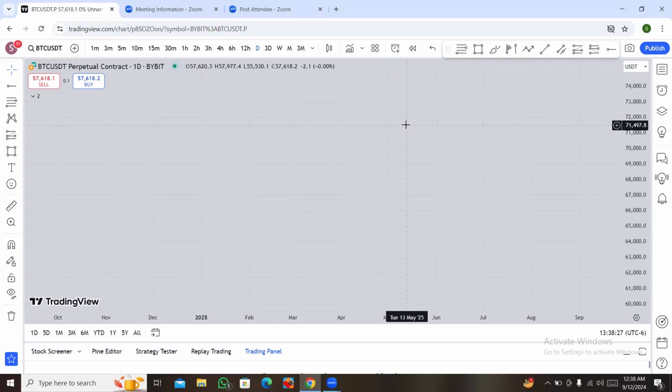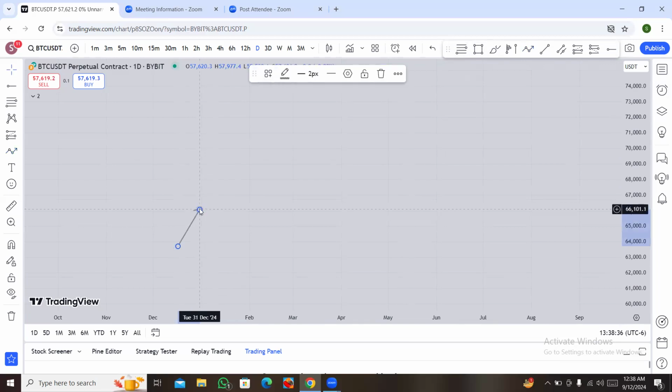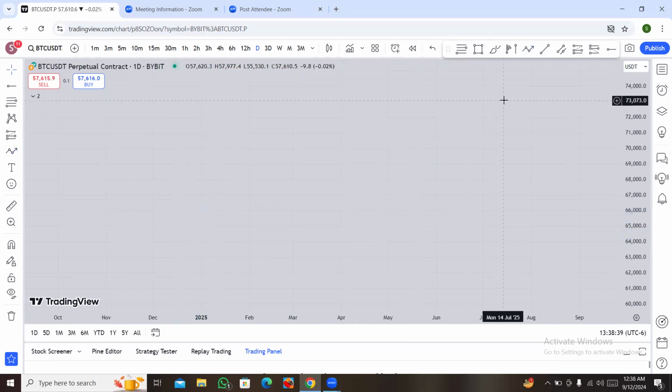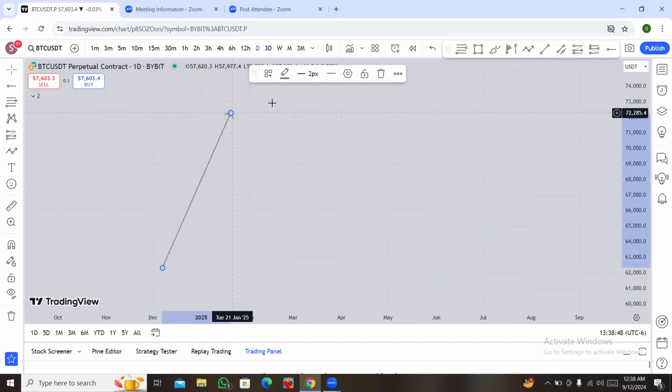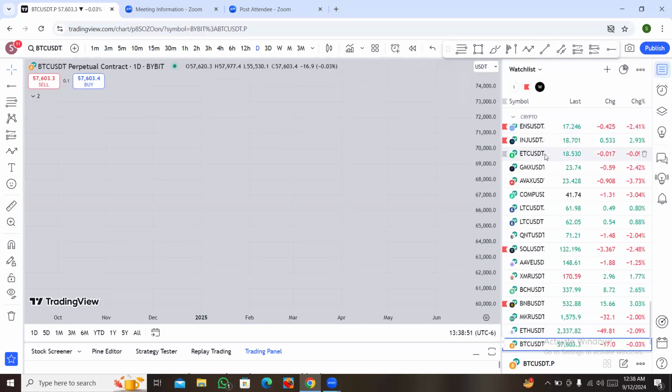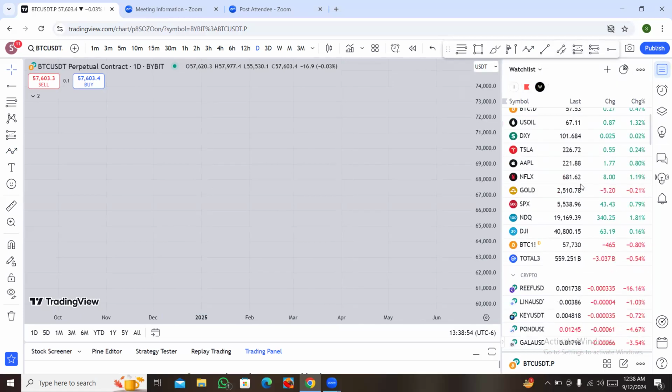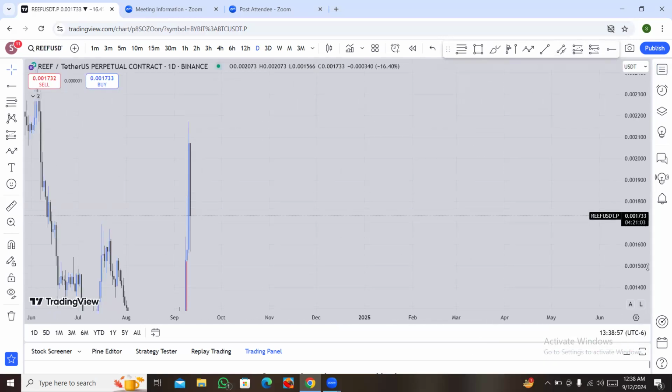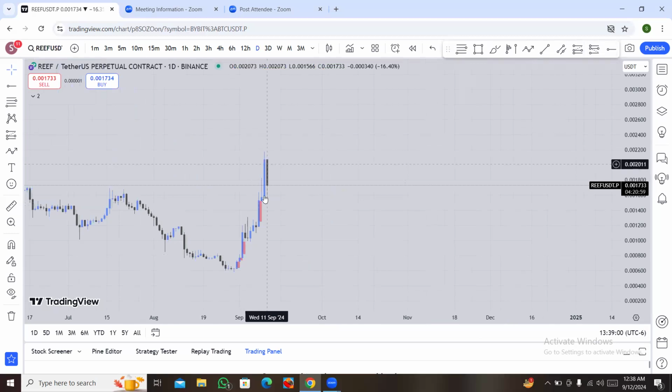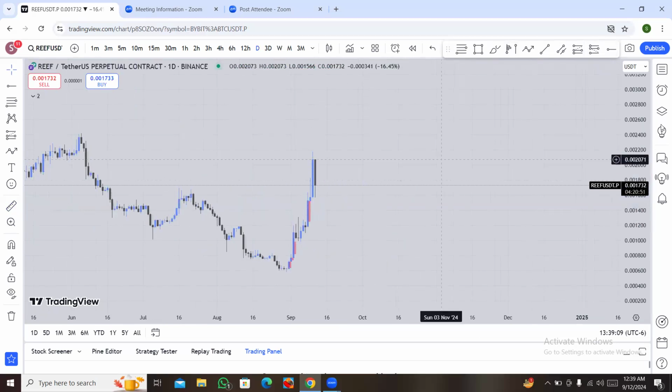So second is rally-based ranges. Sorry, not trend-based, rally-based ranges. Suppose some coins are going like this sometimes. The prime example going up nowadays is this one, REEF. Look at it, it is going straight up. No pullbacks. In 1, 2, 3 days it was up like 97%. So how to trade this?